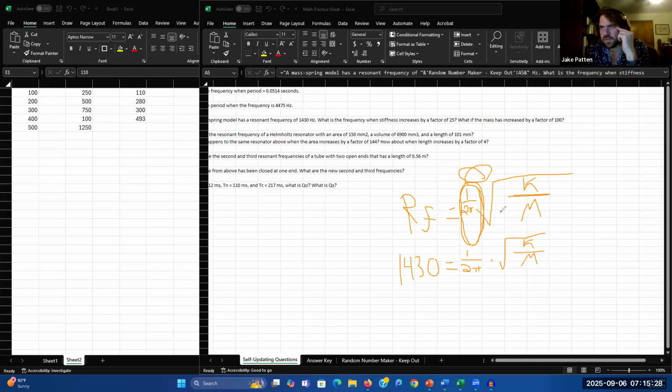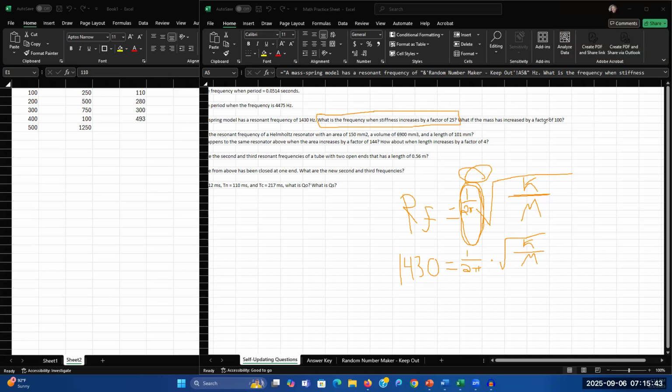But the only thing that we're changing in the first question, this one right here, is what is the frequency when stiffness increases by a factor of 25? Do you remember which one is stiffness and which one is mass? K is stiffness and M is mass. Yes, exactly right. So if stiffness is increasing by a factor of 25, we're taking this formula right here and we're just going to pop in a 25 right here, 25 times K.